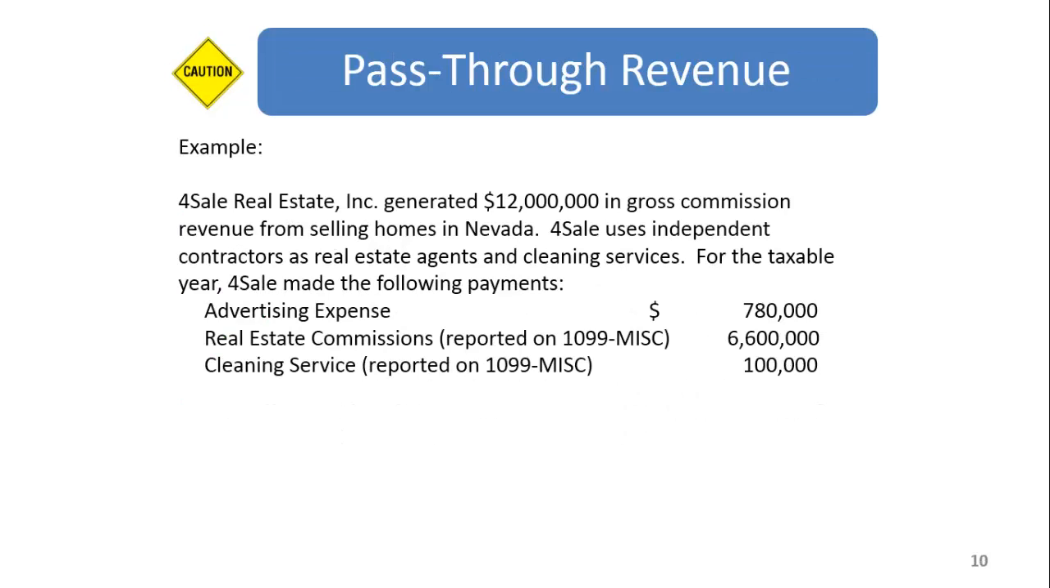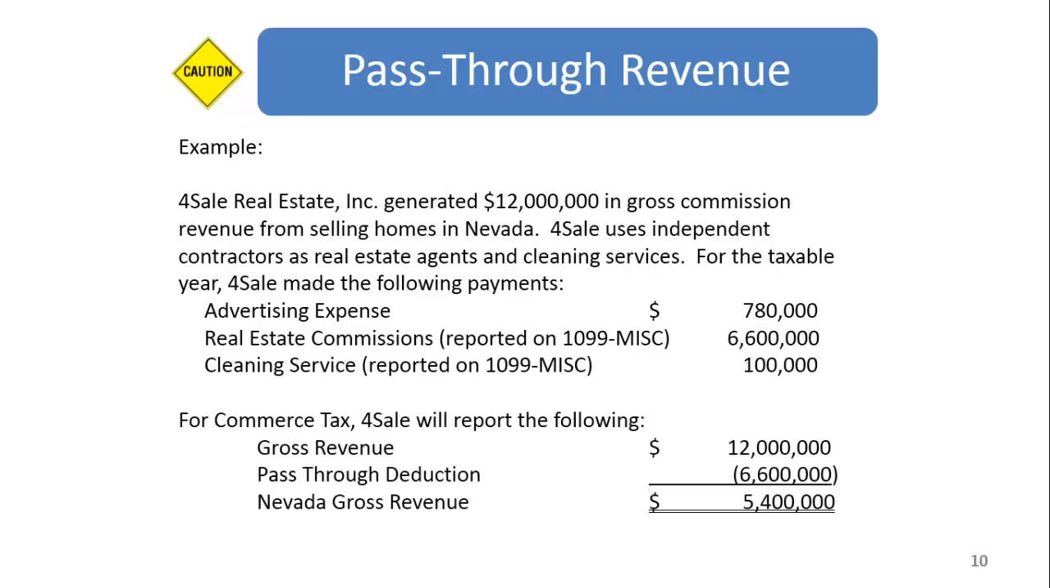To illustrate pass-through revenue, we have For Sale Real Estate. They generated $12 million in gross commission revenue from selling homes in Nevada. For Sale uses independent contractors as real estate agents and a cleaning service. For the tax year, For Sale made the following payments. They had advertising expense, real estate commissions reported on a 1099 miscellaneous, and cleaning services also reported on the 1099 miscellaneous. A pass-through deduction is available for sales commissions reported on a 1099 miscellaneous, so For Sale will deduct the $6.6 million of real estate commissions. The cleaning service, even though it's reported on a 1099 miscellaneous, is not a sales commission, and the advertising is a business expense, so the other two items are not deductible.